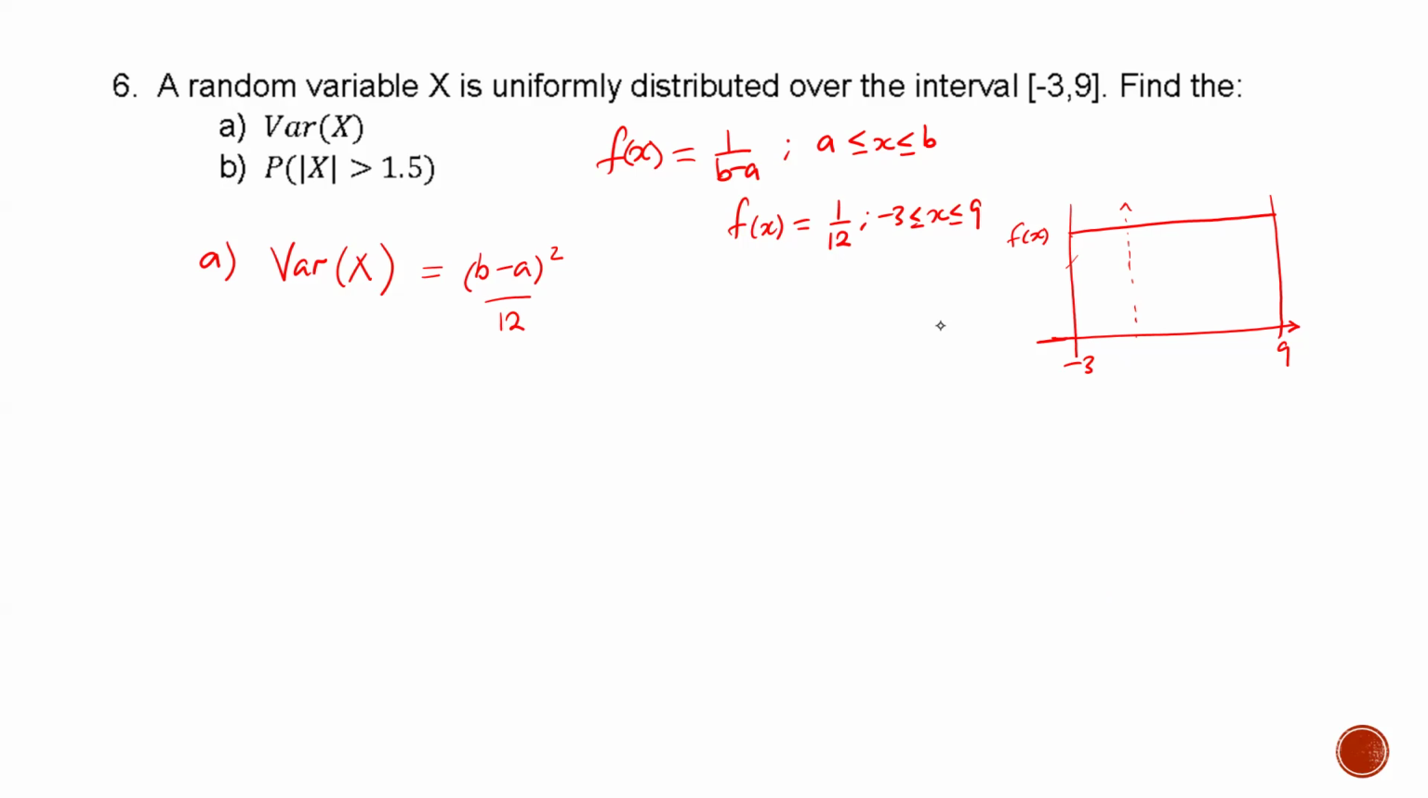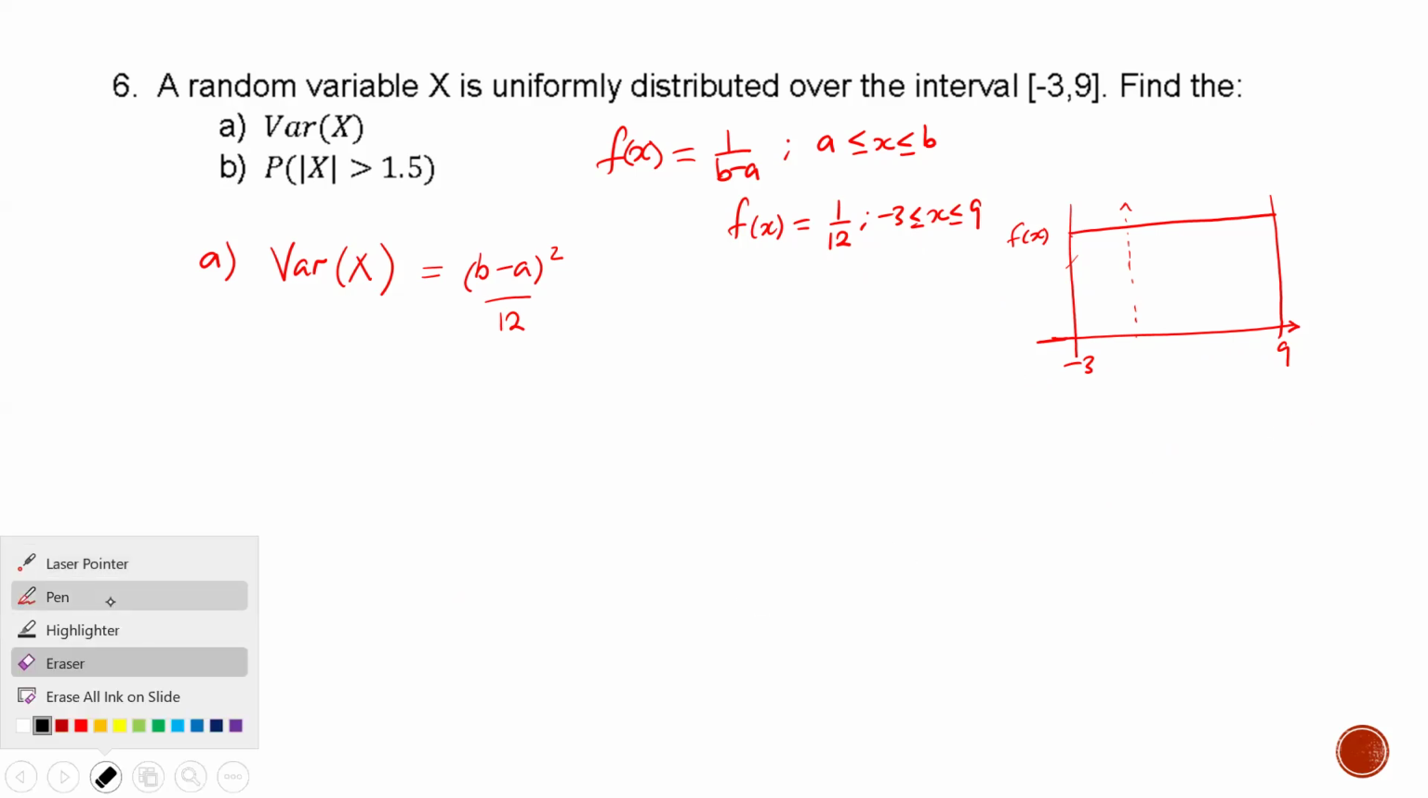And so 1 out of 12, that's why we have 1 out of b minus a, because f of x times this interval here should be equal to 1. So 1 out of 12 times 12, because 9 minus -3 is actually 12. When you multiply 1 out of 12 by 12, you should get 1.